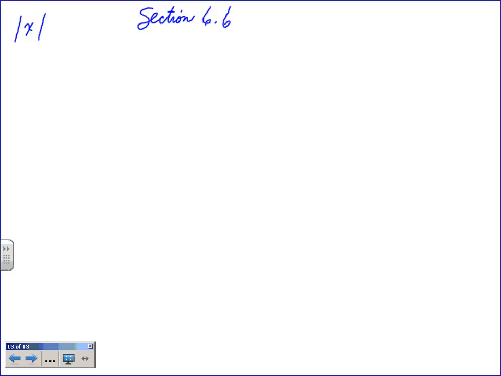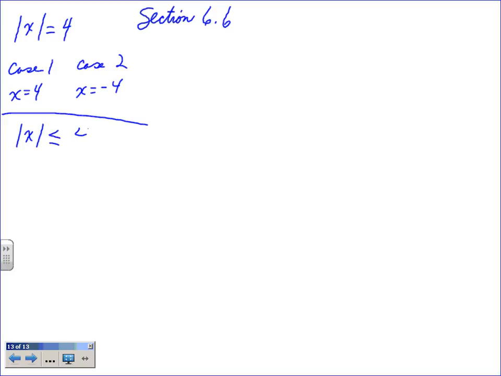If we have the absolute value of a number equaling, let's say, 4, we know in case 1, x could equal 4, and in case 2, x could equal -4. Right? If we had the absolute value of x less than or equal to 4, the work is the same, not a lot different except for one little thing. Here's the way we're going to solve that.